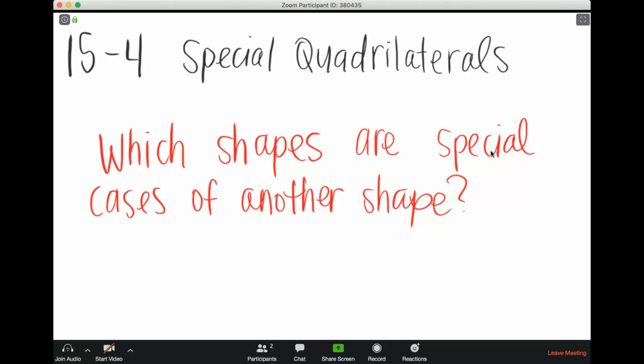For the practice page, number 1 is a trapezoid. Number 2 is a rectangle. Number 3 is a parallelogram. Number 4 is a rhombus. For number 5, all you have to do is name where those line segments meet. So it's F, G, A, L. All of those little corners are the vertices.